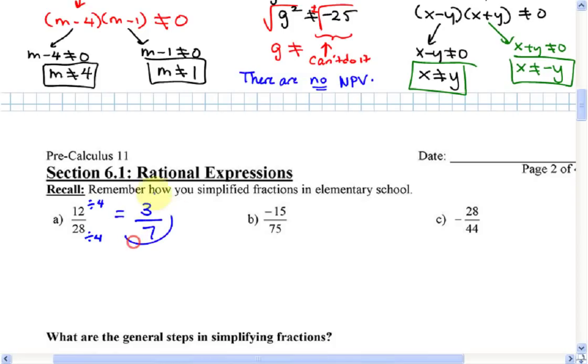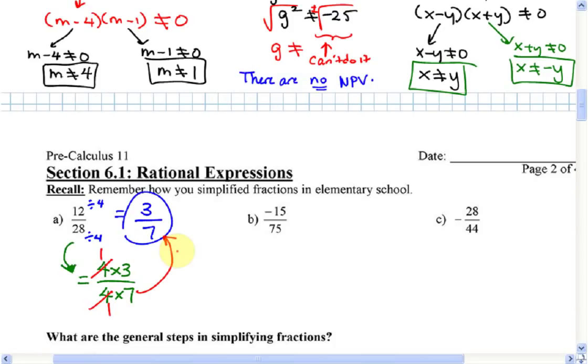Okay? Now, in essence, what I want you to understand is this is what you did. What's 12 equal to again? Oh, you said it's 4 times 3. What's 28 equal to? That's 4 times 7. You see how there's a 4 on the top and a 4 on the bottom? You just crossed them out, or divided them out. And you got 1 and 1. What's 1 times 3? That's 3. What's 1 times 7? 7. There's your answer. That's, in essence, what you did.